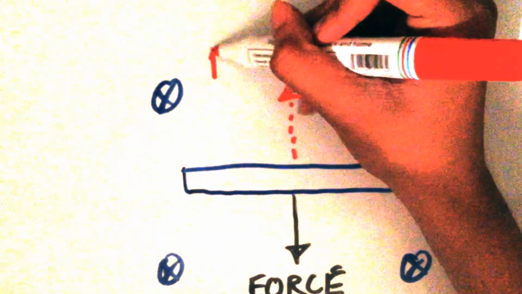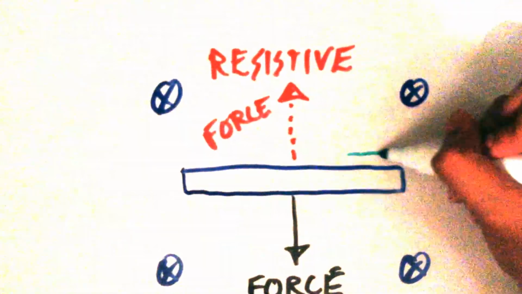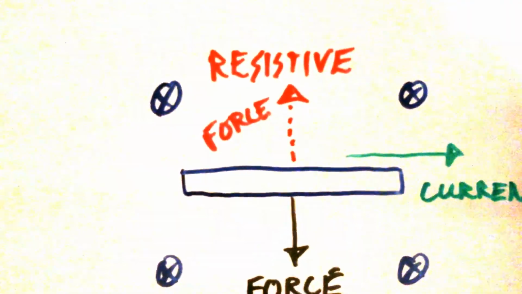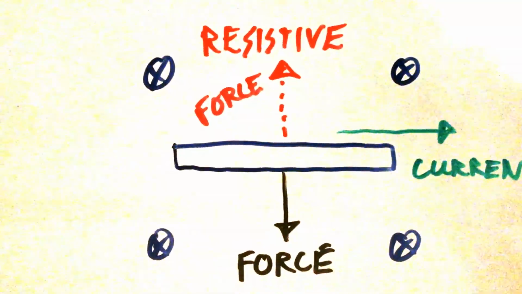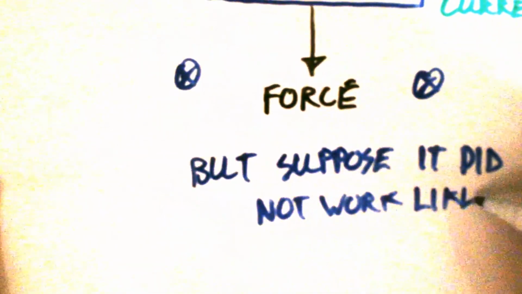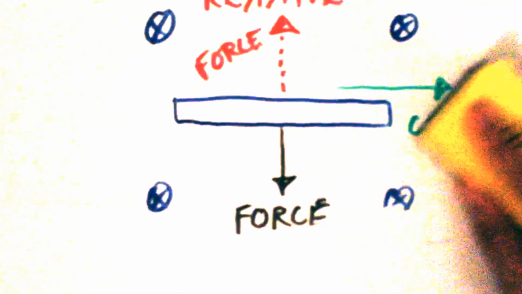Which means if you use the left-hand rule, you've got the force going upwards, the resistive force, and the field going inwards, which will mean the current will flow to the right, as you can see. But suppose it didn't work like that. Well, we'd have an infinite motion, a phenomenon which just isn't possible.